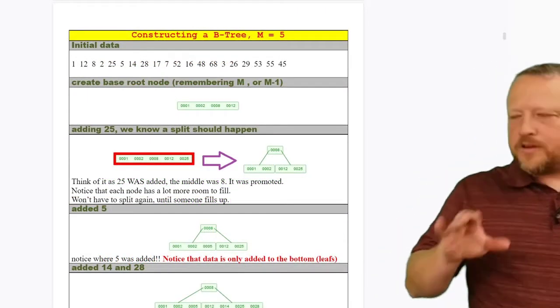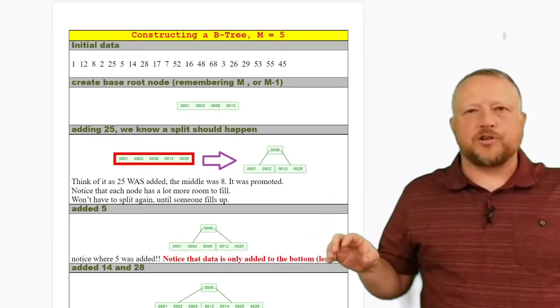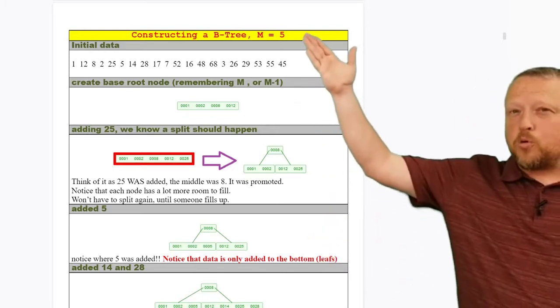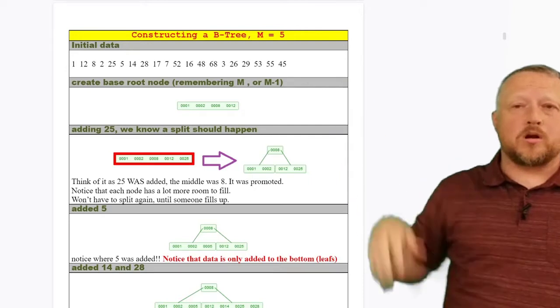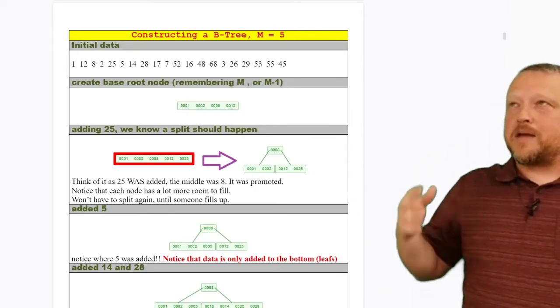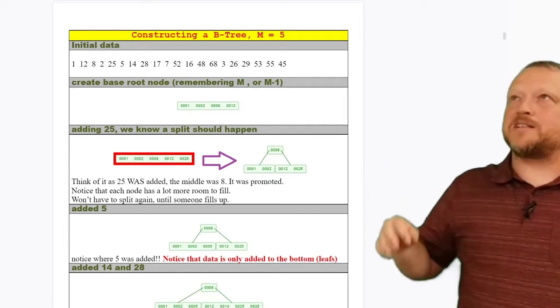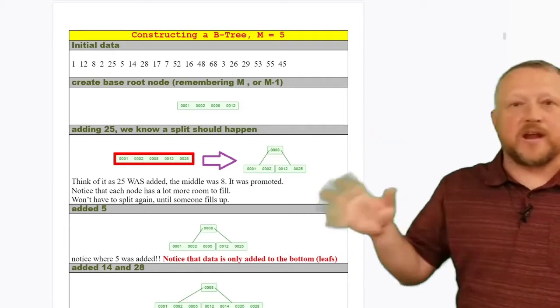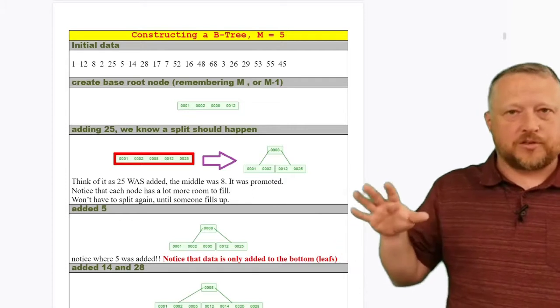So let's start off with this example from scratch. Again, our most important feature other than the data is what our M is going to be. Personally, I think of it as M being 5. I know if a node hits the 5th piece of data, we've got problems. We've got to do a promotion. So think of it that way.